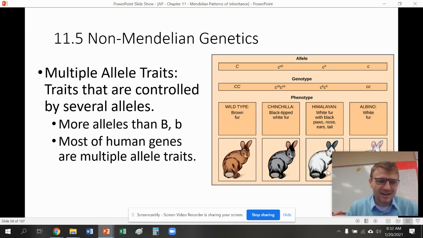The reality is genetics don't really follow those rules all the time. They will follow some of those rules, but then they have exceptions to those rules, and we're going to see a lot of exceptions to those rules today.